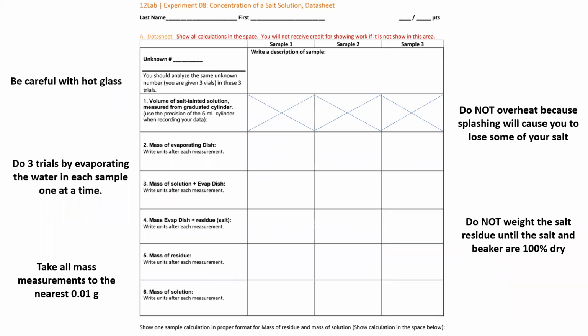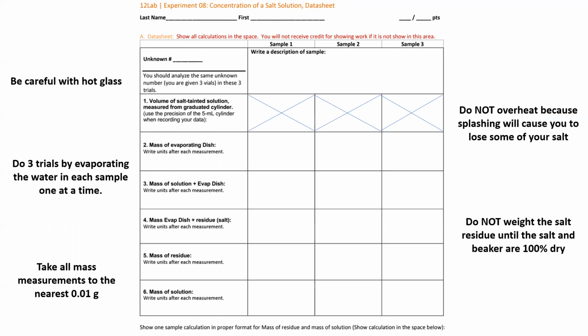This is what the data sheet looks like in the lab manual. I put a blue box in this first row, and that's because the procedure tells you that you don't actually have to measure the volume of the salt solution. We're going to be measuring the mass of the salt solution and using that to calculate our mass percent, so we don't need the volume. You can just pour the vial directly into the beaker without measuring the volume of the solution.